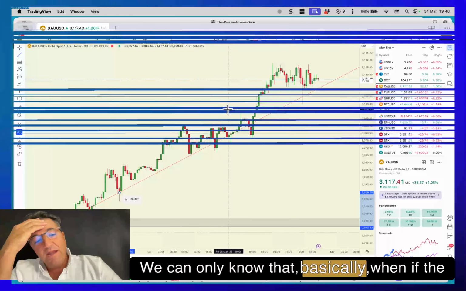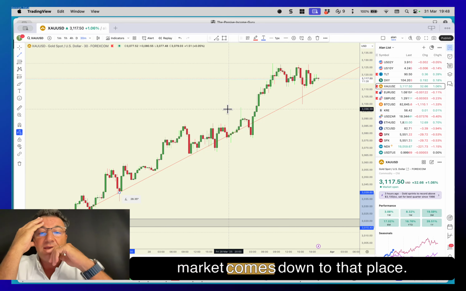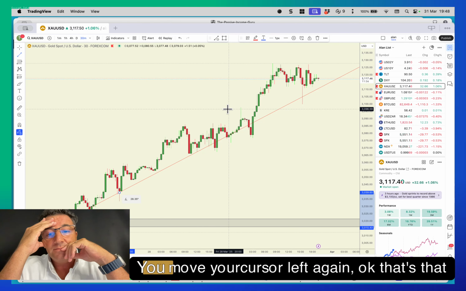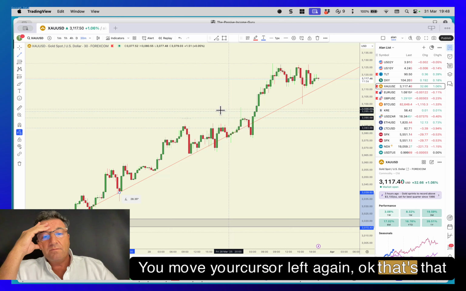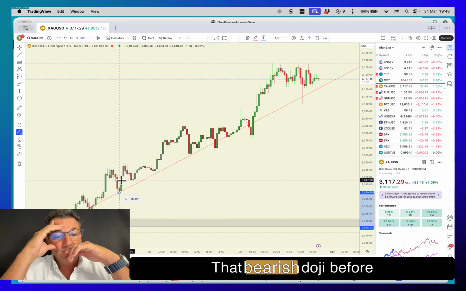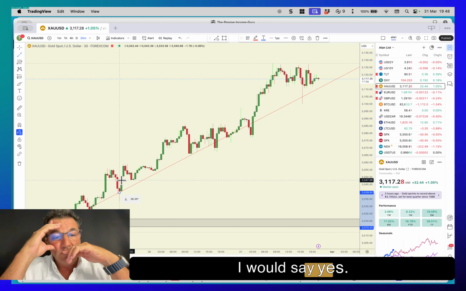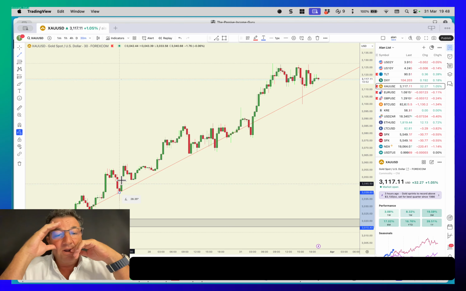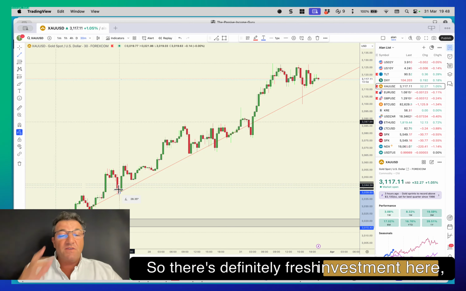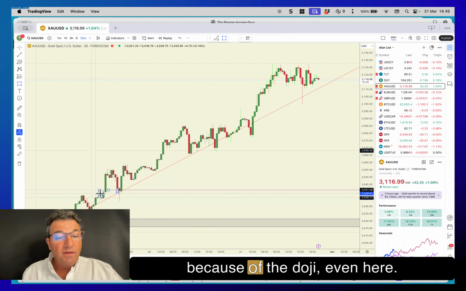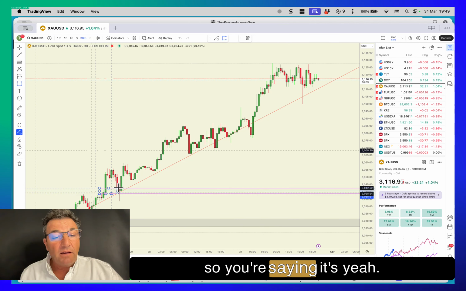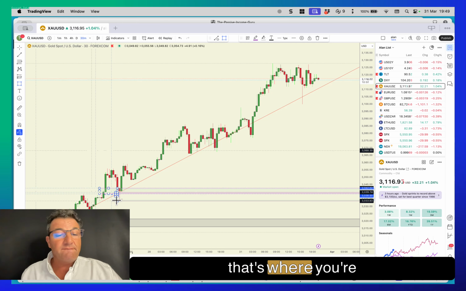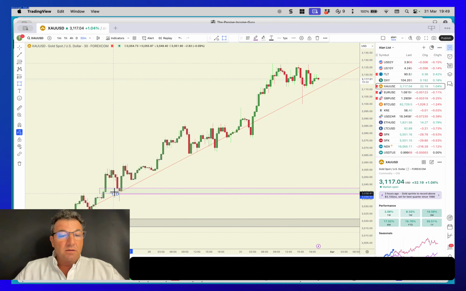We can only know that if the market comes down to that price. If you move your cursor left again, okay. That bearish doji before the fair value gap, is that an order block? I would say yes. It would be an order block for me too, simply because it's a bearish candle for a bullish push up. Correct. So there's definitely fresh investment here because of the doji. So you're saying it's here? Yeah. That's where you're saying it's the whole thing, the whole candle.